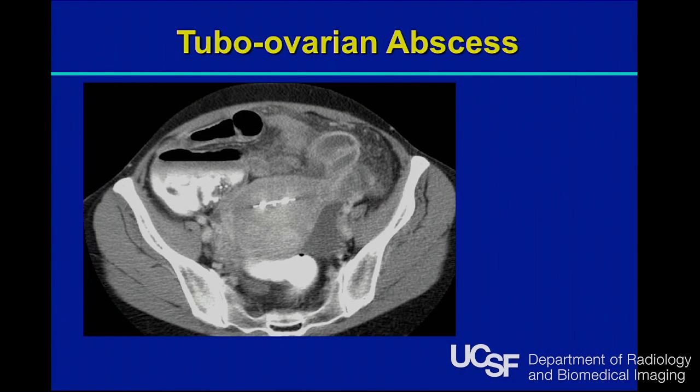TOAs respond really nicely to antibiotics. And so just like splenic abscesses, a new diagnosis of TOA does not require drainage a priori. You can wait on it for 48, 72 hours, rescan, and then if it's getting worse, it's not going away, then you can consider drainage.